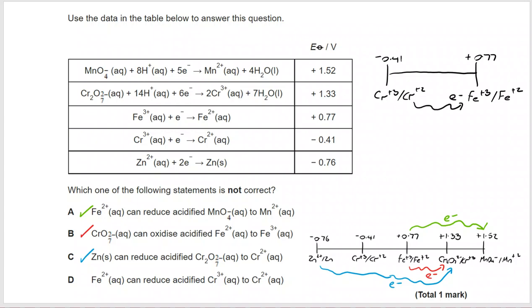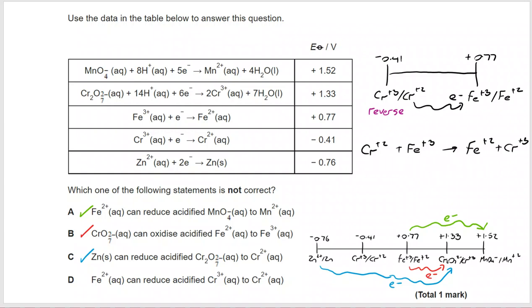Well, electrons would flow from the left to the right, as is always the case, the more negative to the more positive. That means that we would need to reverse the chromium half equation as part of our reaction, and we would keep the Fe3+ being reduced to Fe2+. Now from there we can put an equation together to show what it looks like.